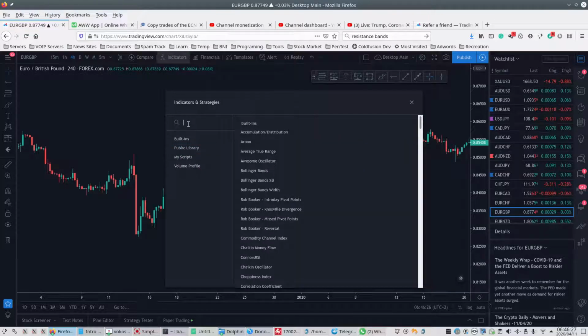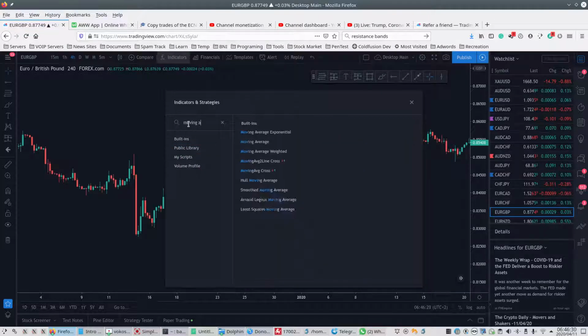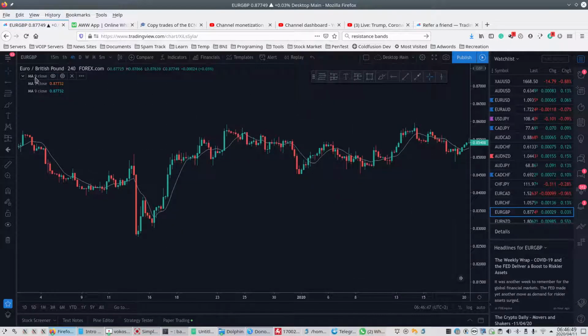In your indicators, moving average. Now you get two types of moving averages. I'm going to show you both. So just a normal moving average. I'm going to do a 9 period. I'll put 3 here for the time being. See, I've added 3 moving averages. Now the first one over here is a 9.